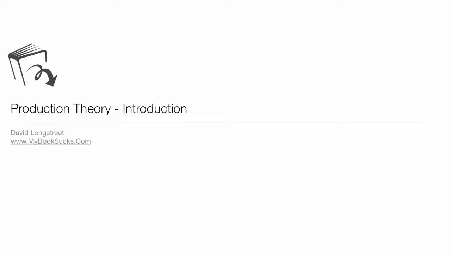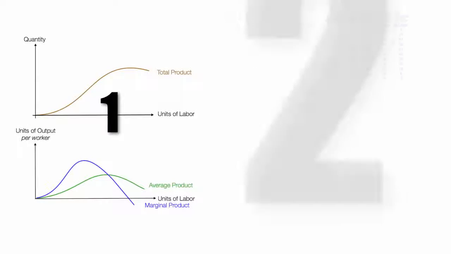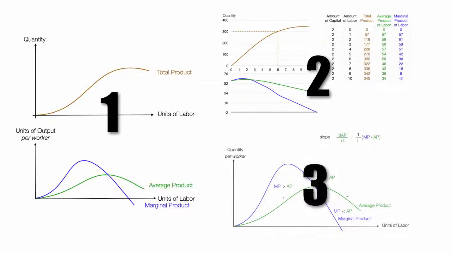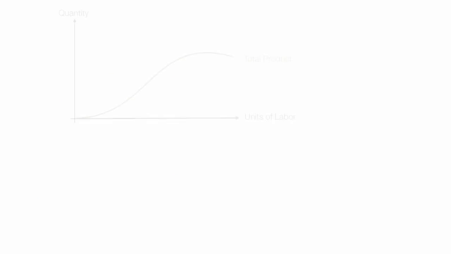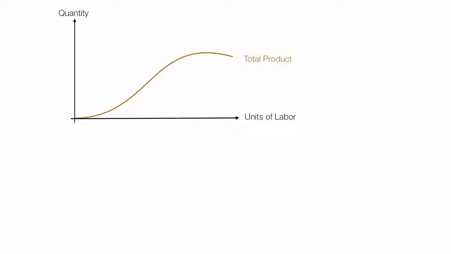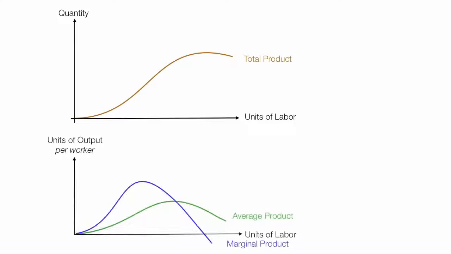In this tutorial, I'm going to discuss production theory, and this is the first video of a three-part playlist. In this tutorial, I don't use any numbers or calculus. I just introduce you to the ideas of total product, marginal product, and average product, and their relationships.